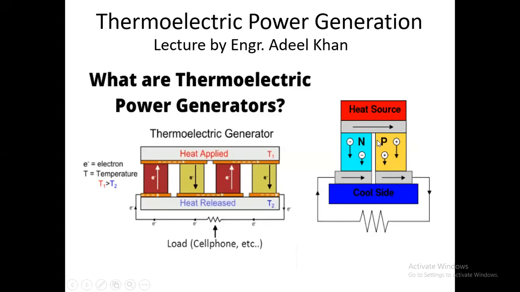one side of the substrate is the hot heat side and another side of the substrate is the cool side. Load is applied from the side, and in between these substrates and layers the electricity would be produced.